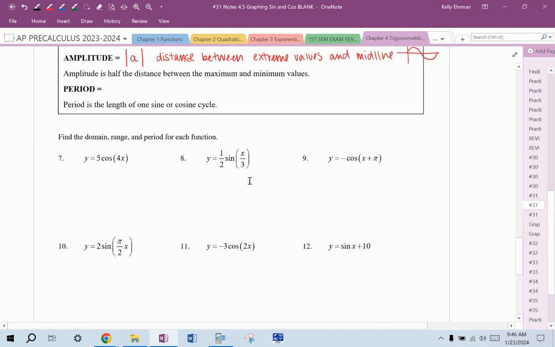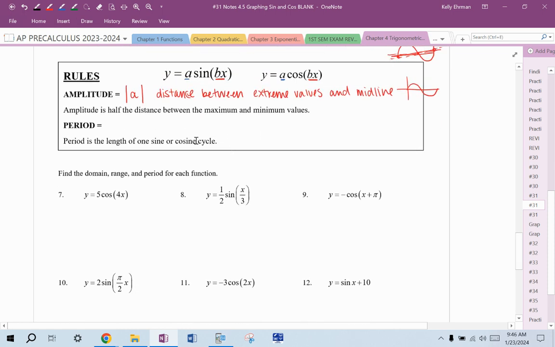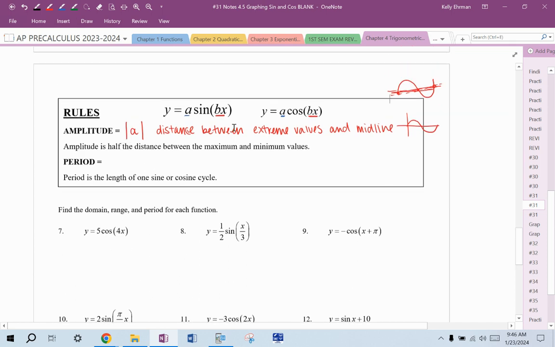All right, find the domain, range, and period for each function. Oh, sorry, period. So the period we figured out by stretching and shrinking, but there's also a formula for the period. The formula is 2 pi, full circle, divided by b. Think about this. The original period of a sine and cosine graph is 2 pi. And if we have a stretch or a shrink inside of the x, if we divide 2 pi by that stretch or shrink, it's either going to stretch out the 2 pi or it will shrink it, depending on what the value of b is.